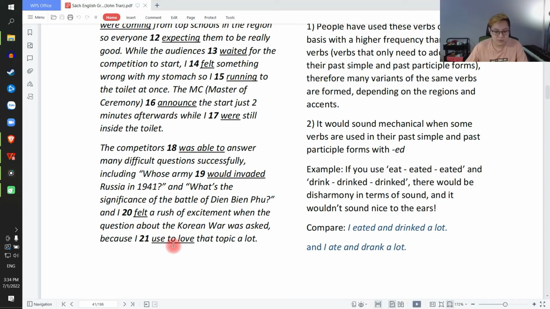Tại vì mình có thể nói là một cái thói quen quá khứ, đó là tôi đã từng rất là yêu cái chủ đề đó, hoặc là có thể nói một cái tình huống lâu dài trong quá khứ mà bây giờ không còn đúng nữa, đó là tôi đã từng yêu cái chủ đề đó trong một thời gian lâu dài.